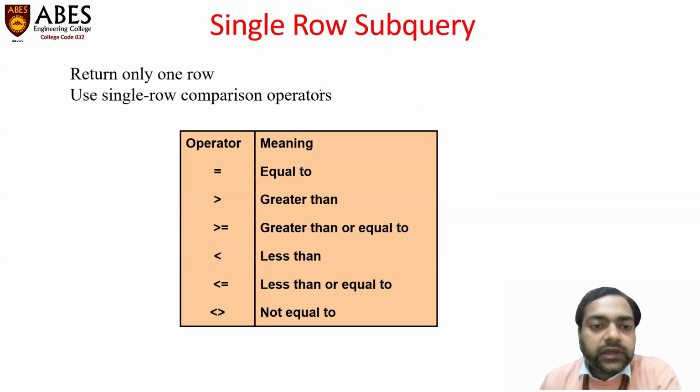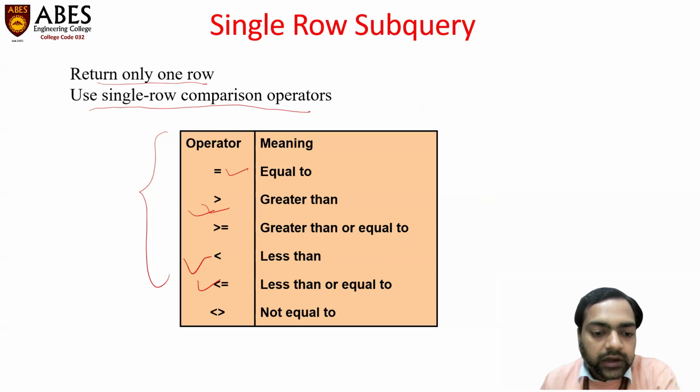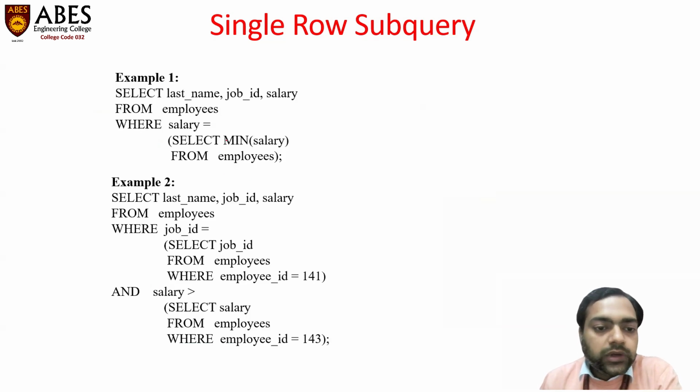So if we talk about the single row subquery, it will return only one row. As I have already told you, the inner query will provide only one row, and it uses single row comparison operators. And what are the single row operators? Like these: equals to, greater than, greater than or equals to, less than, less than or equals to, and not equals to. So these are the operators which can compare only a single value, right? So let us take an example here. Let us take this first example.